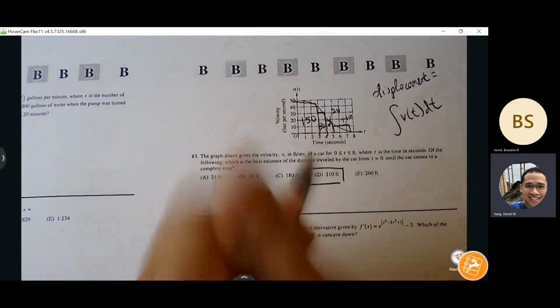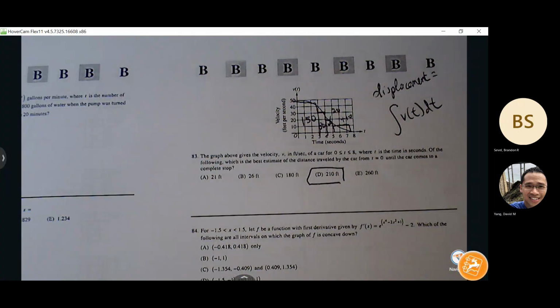So just trying to find areas of rectangles that add up to be what I see there. Okay, so you just find the area for that one pretty much.